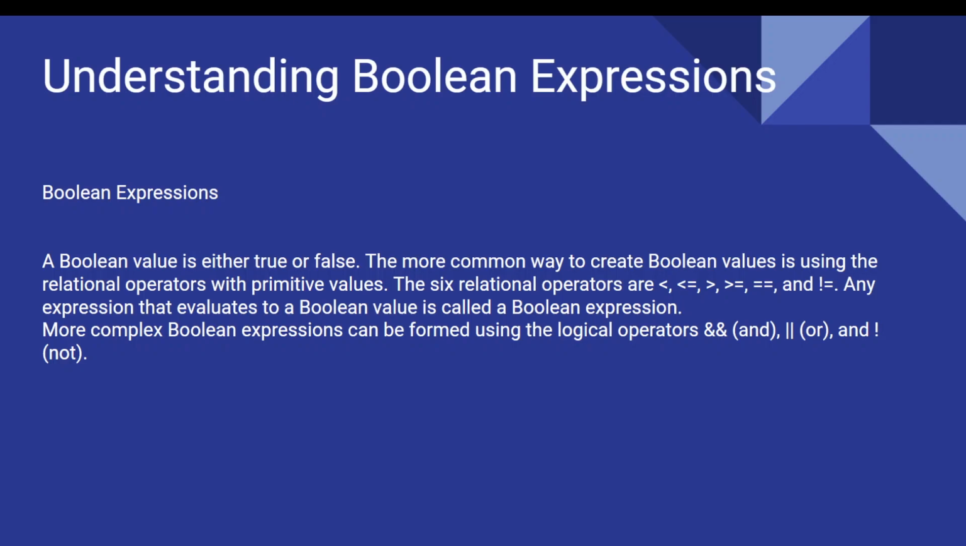The six relational operators are, we have already seen these relational operators when we discussed the arithmetic operators, the different types of operators in Java. So we have gone over the relational operators as well as the logical operators. Any expression that evaluates to a Boolean value is called a Boolean expression. More complex Boolean expressions can be formed using the logical operators. So that's how in the if, the condition is a Boolean expression, and if that evaluates to true, then the statements within the curly braces are executed.